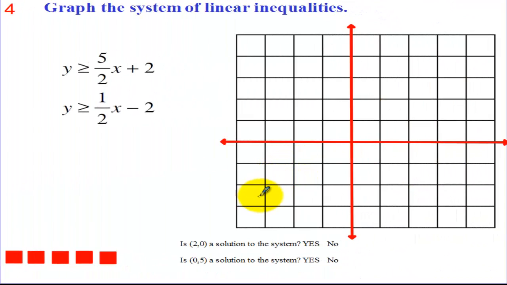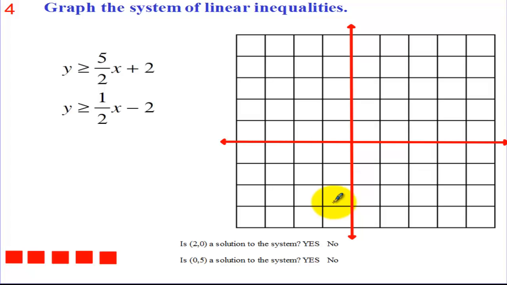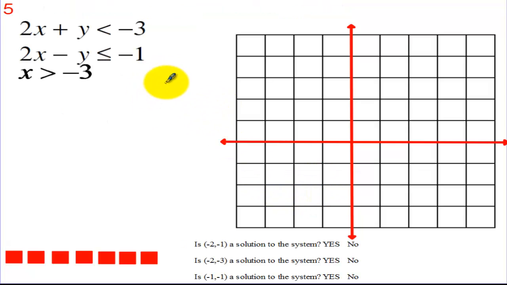All right, example number 4. Pause the video and try to graph the system of linear inequalities. Our next problem, again, we have here 3 inequalities. We are going to get the overlapping area of these 3 inequalities. Note that the first 2 inequalities are given in standard form. So we can rewrite each of these into the slope-intercept form and graph each inequality.